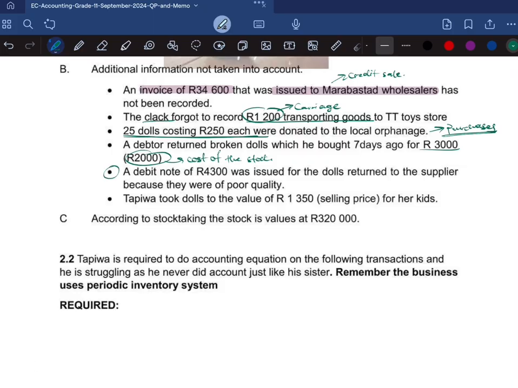This bullet point says a debit note of 4,300 was issued for the dolls returned to the supplier because they were of poor quality. Okay, so now this is a return, 4,300, nice and easy. Then the last one says Tapiwa took dolls to the value of 1,350 for her kids. So this is a drawing, 1,350, and we need to take that and calculate the cost of sales, and then we are going to remove it from our purchases. So there's two things that you need to do in this transaction, but you'll see the numbers as we go along.